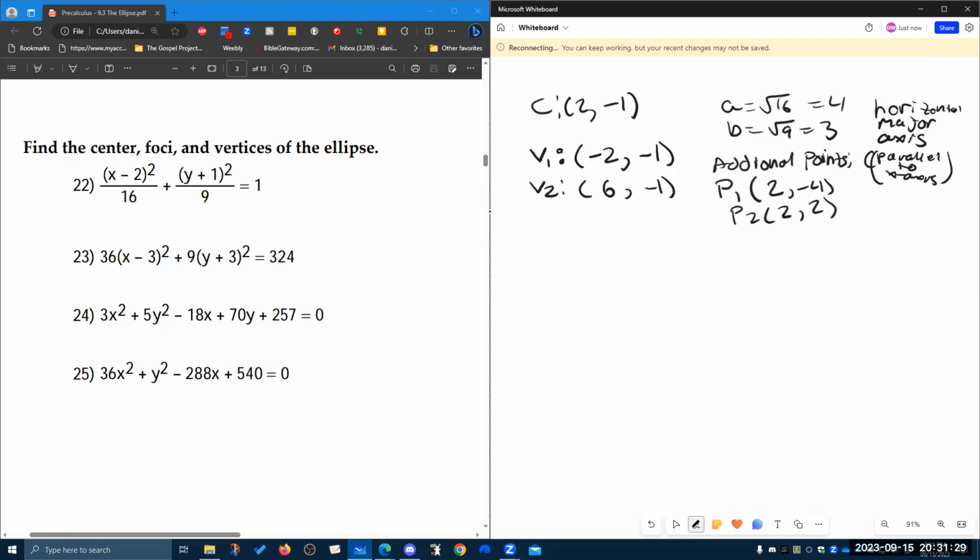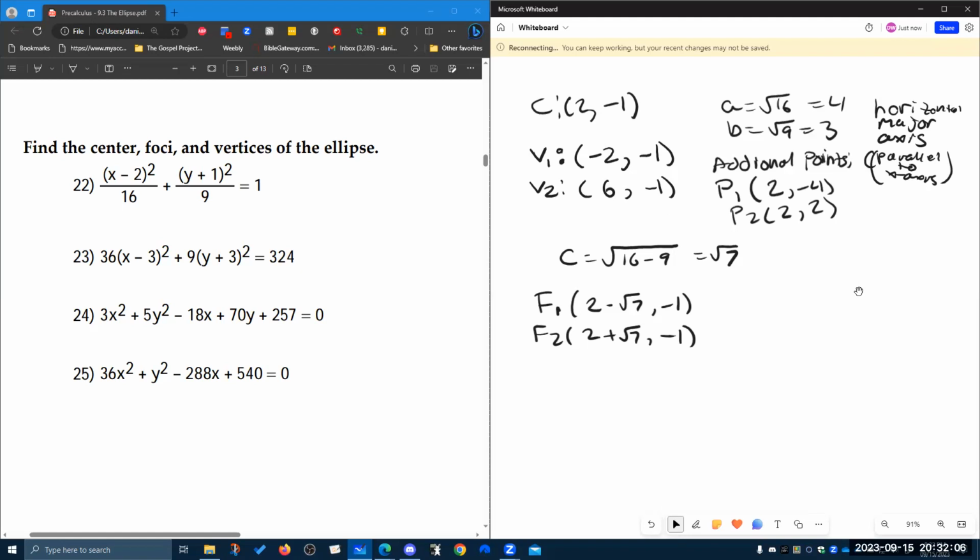And I'm going to now find my foci by saying that c is the square root of a squared minus b squared. So focus 1 is going to be (2 minus √7, -1), and focus 2 is going to be (2 plus √7, -1). It did not ask me to draw any picture for this, so I won't do that.